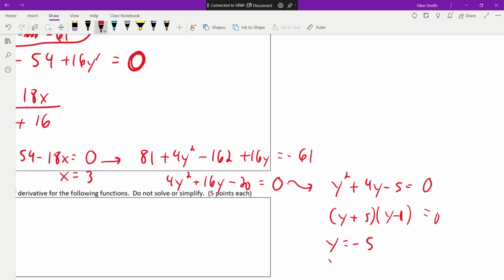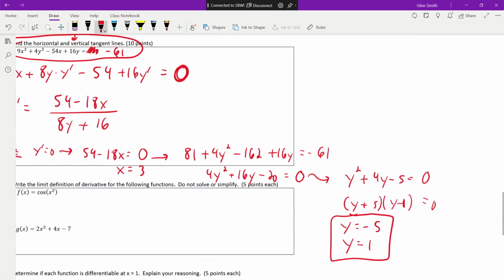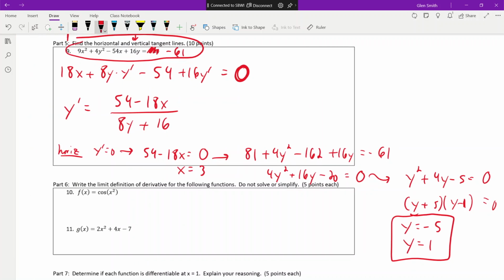And that factors into (y + 5)(y - 1). So we get that y is either negative 5 or y equals 1. And those are the horizontal lines we're looking for. The equation of a horizontal line is y equals.